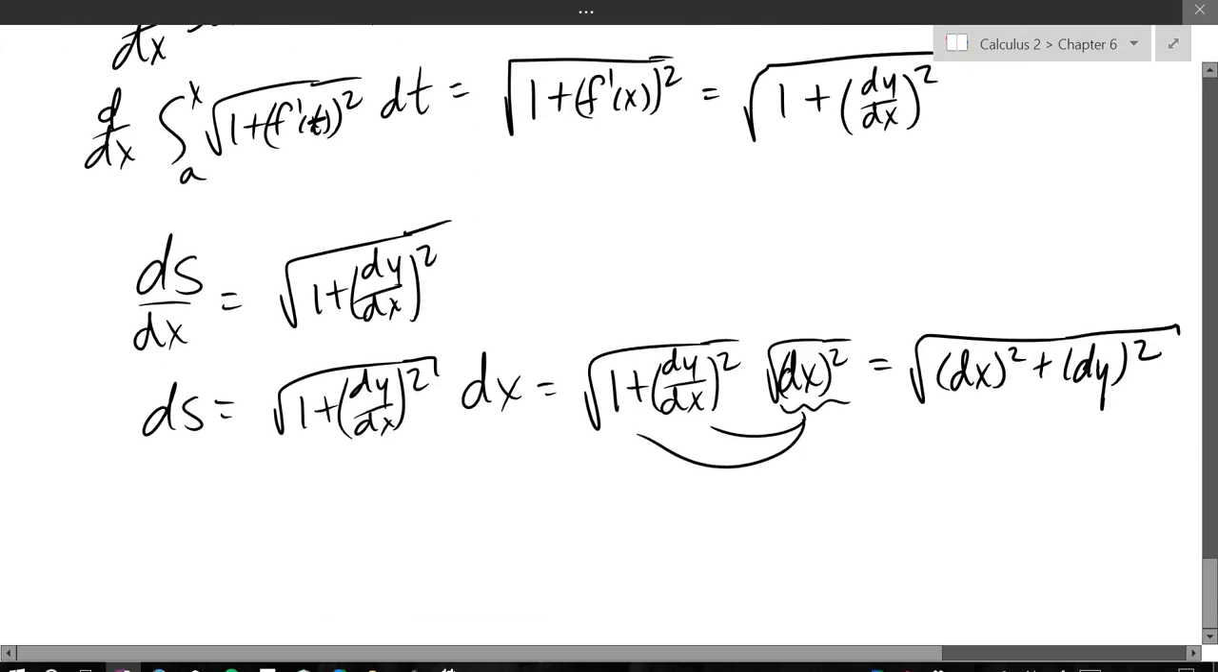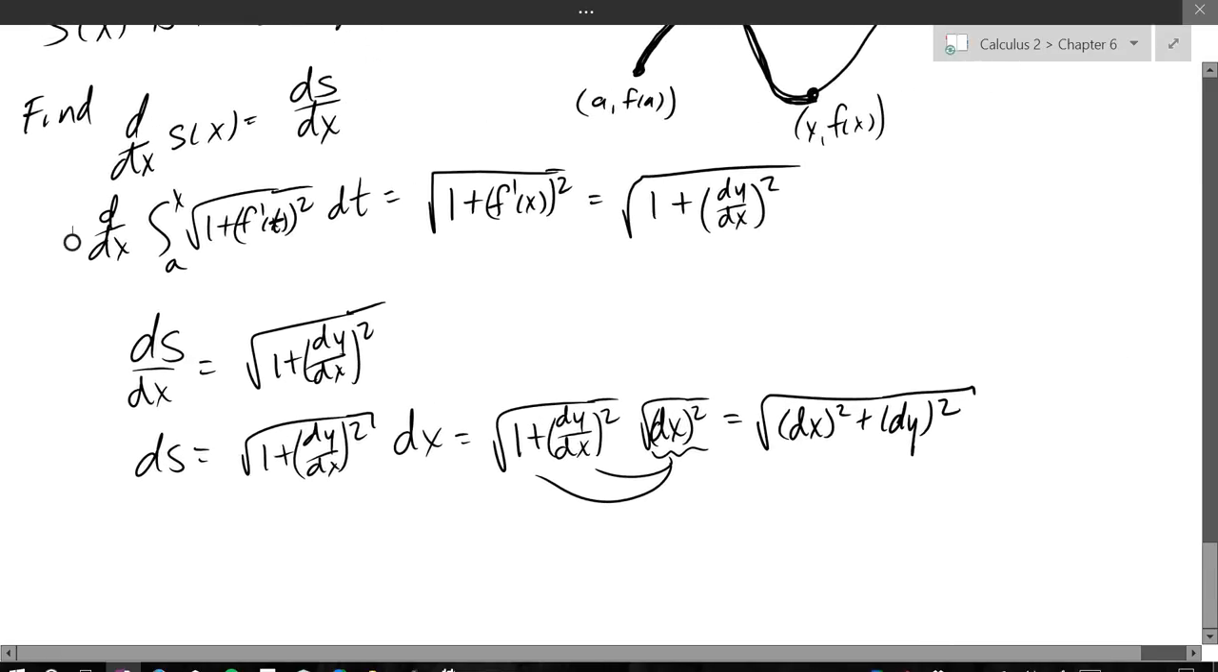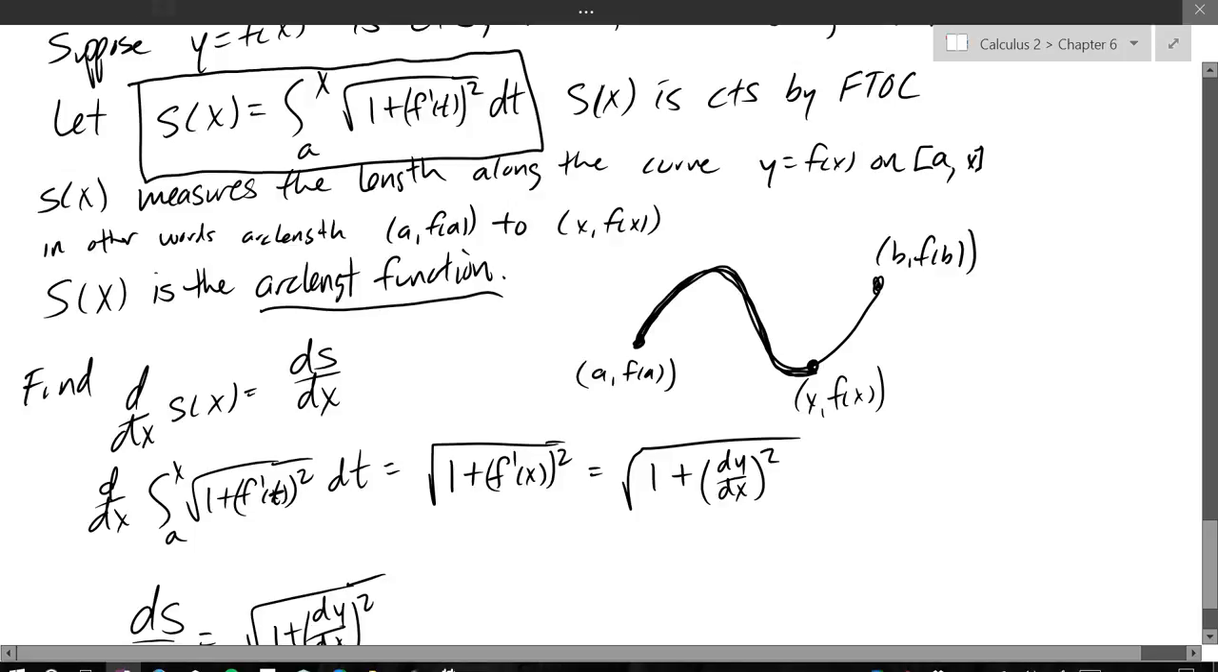So there's a lot of different notations that aren't terribly important for us at this time. Mainly what you need is, what do we say? S of x is the arc length function, so I will put a box around the original S of x that we wrote right there. So that's what we really need off of this page. And this is called the arc length function.